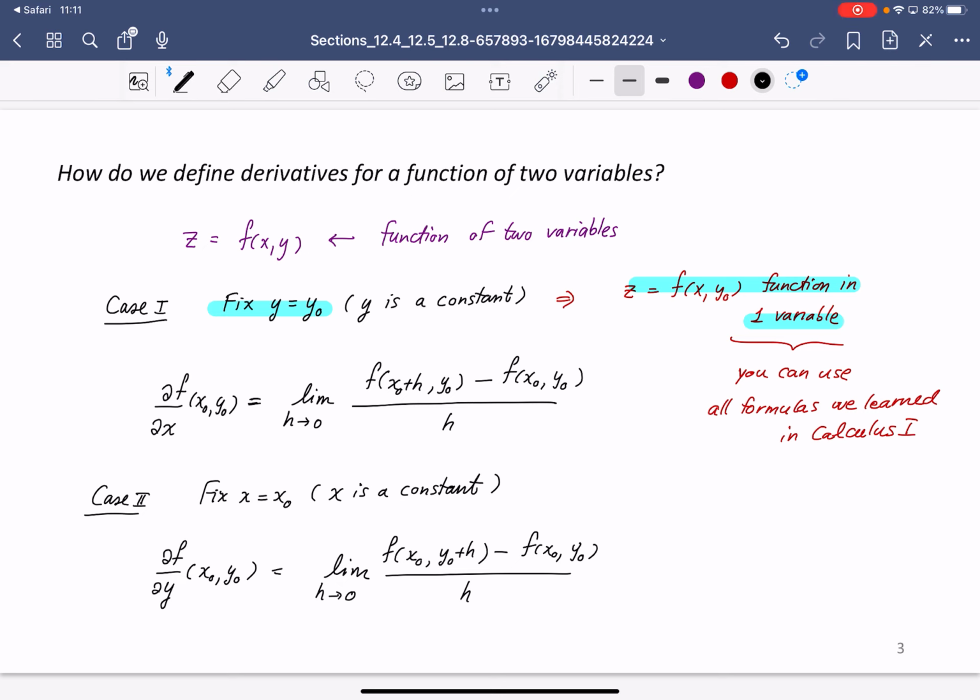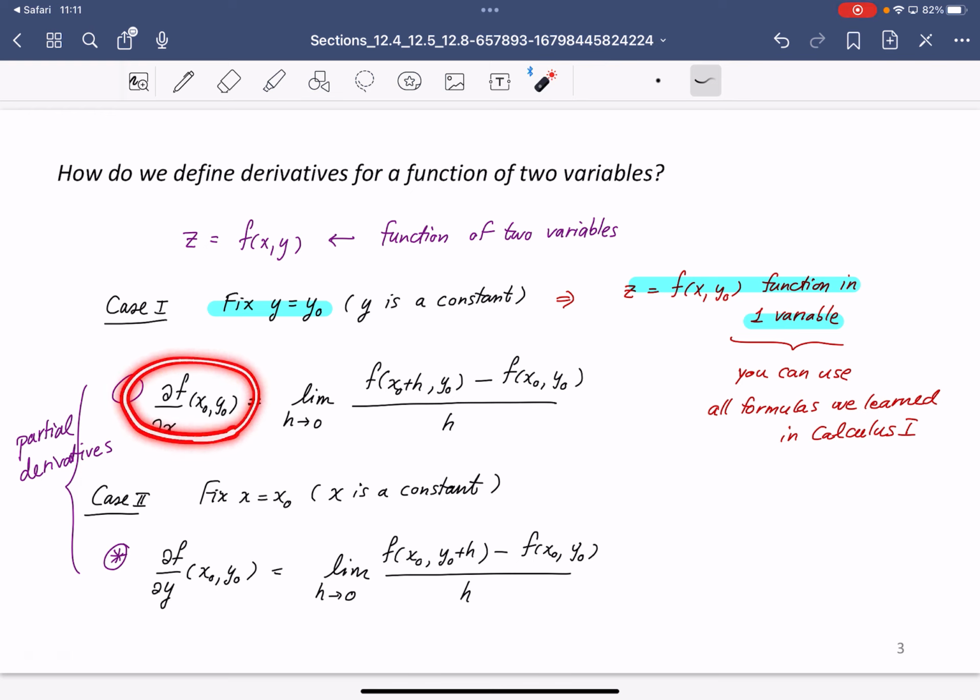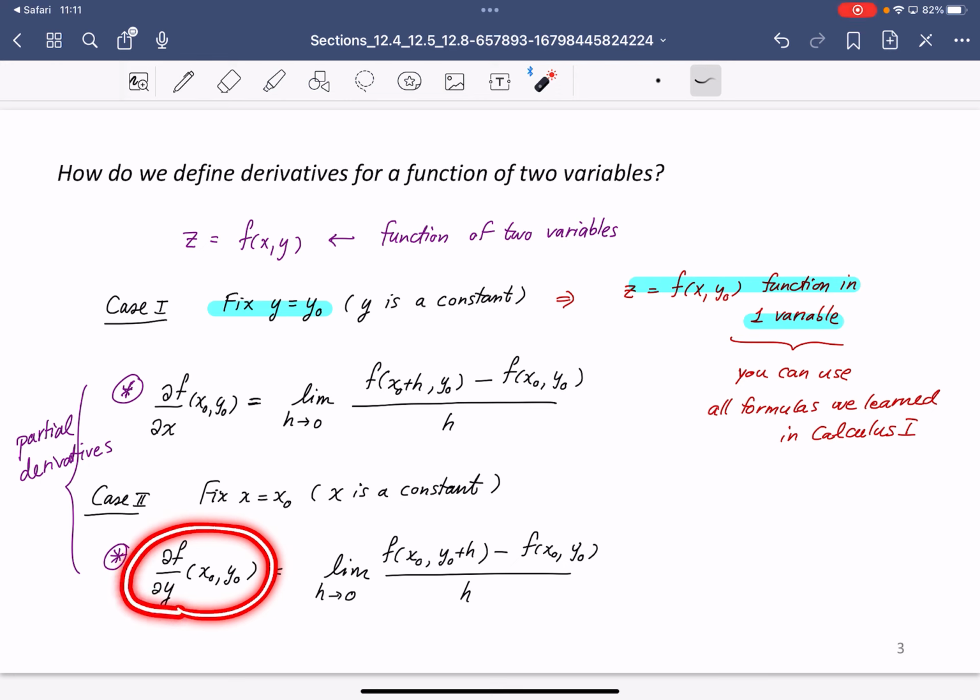We're going to call this thing the partial derivative. This and this, we call them partial derivatives. The top one we call the partial derivative with respect to x, and this is the partial derivative with respect to y.